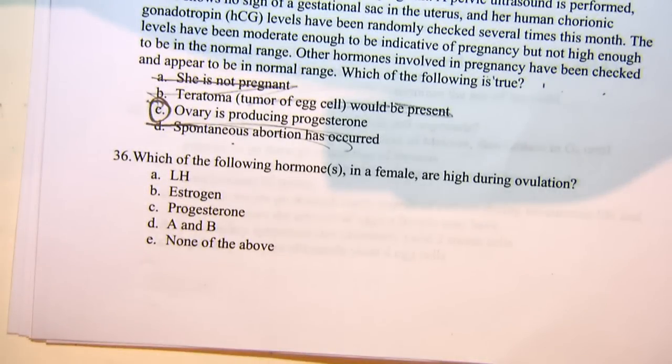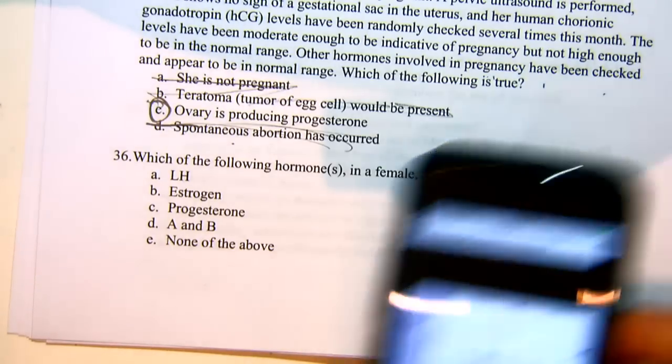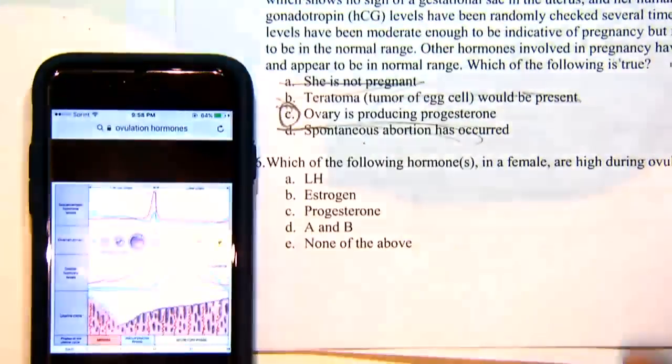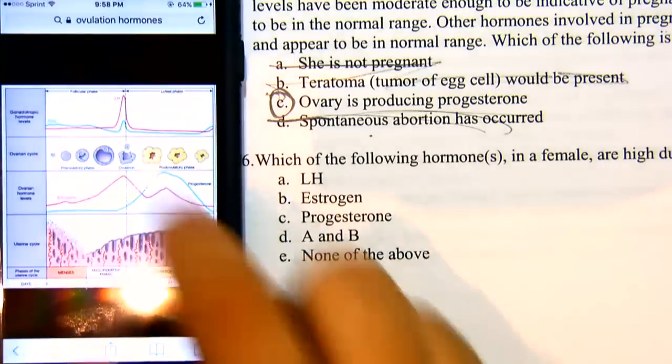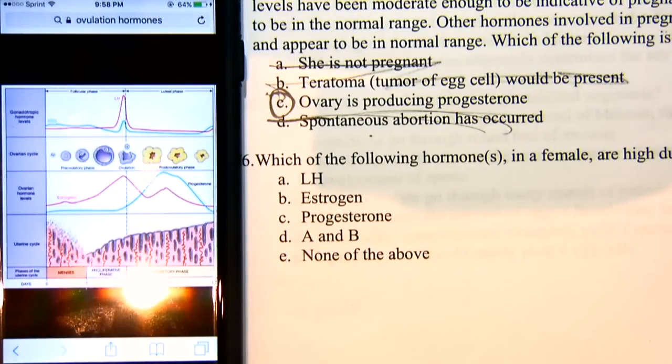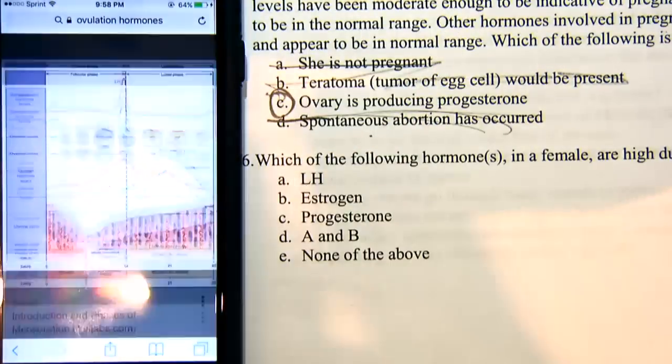Which of the following hormones in female is high during ovulation? Again, I'm going to pull up this picture. So this is an important picture. Ovulation is when the egg gets pushed out, and then that's time for pregnancy. Which of the following hormones in female are high? So here you can, if you could see maybe.